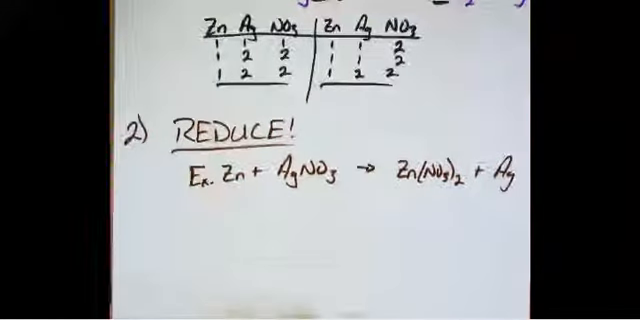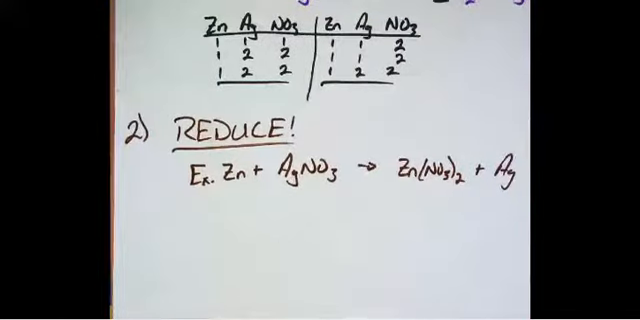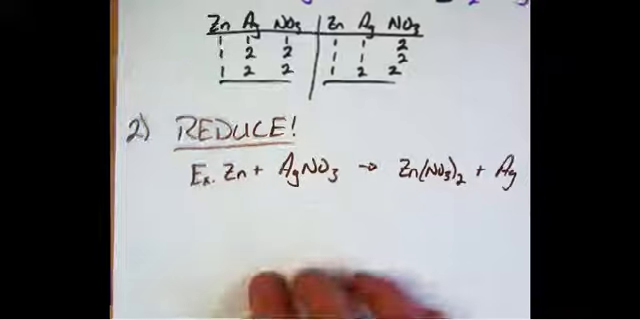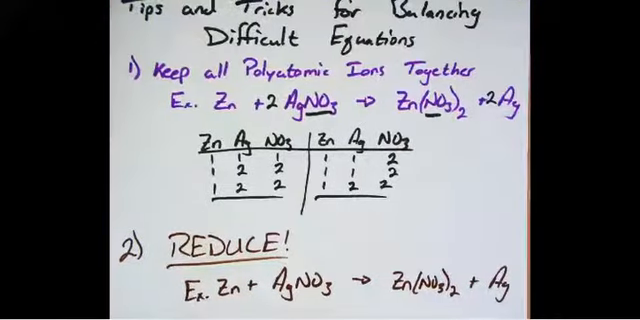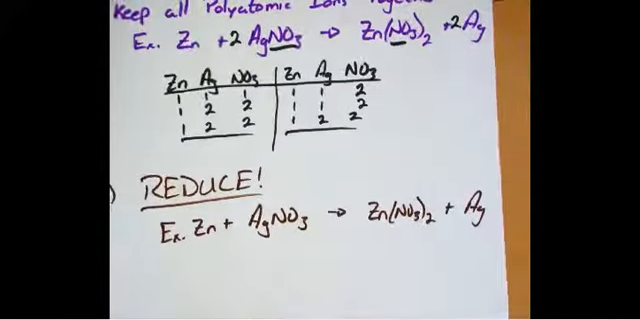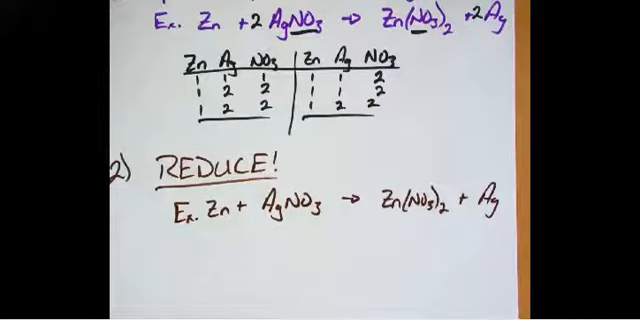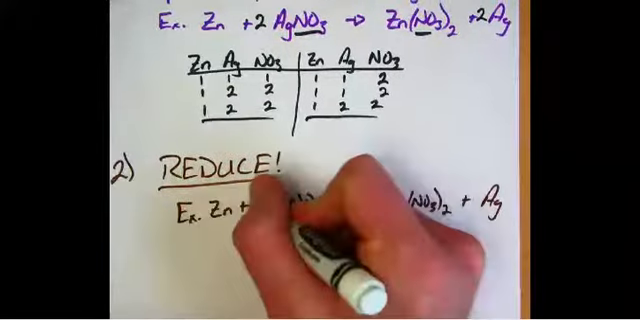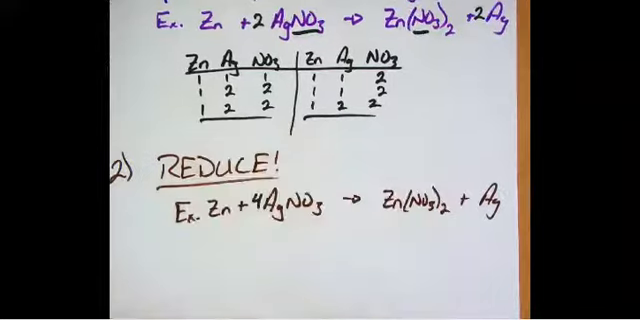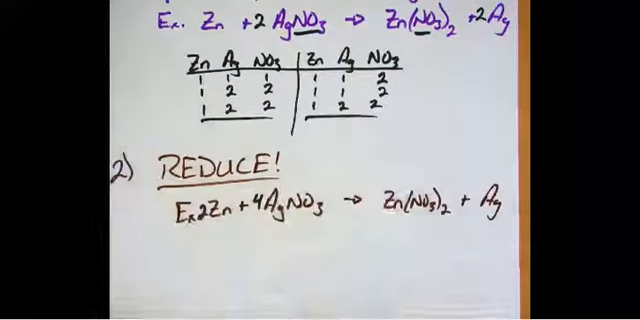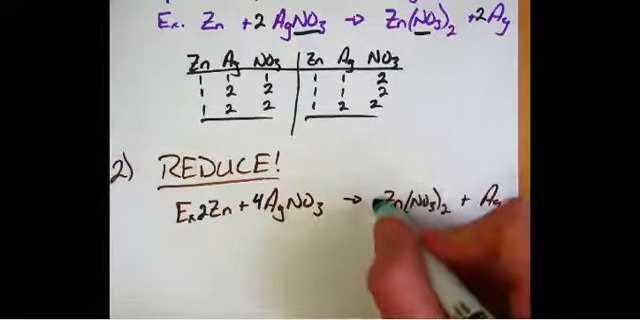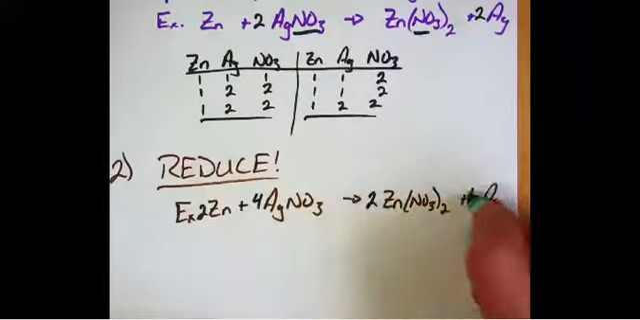Next tip is to reduce. As we see in the sample problem below, it's the same sample problem as the last one. So suppose that as we're working through our problem, for some reason we decided to go to 4 silver nitrates, 2 zincs, 2 zinc nitrates, and 4 silvers.